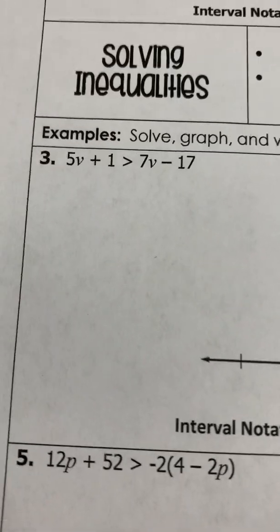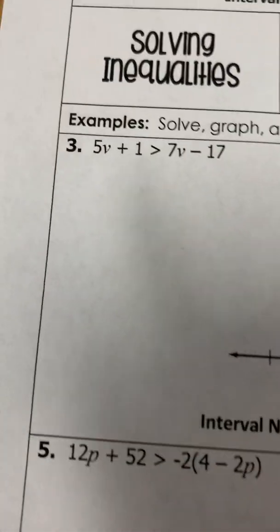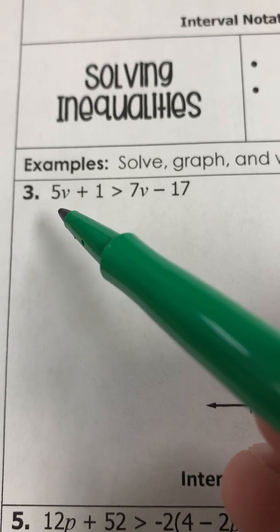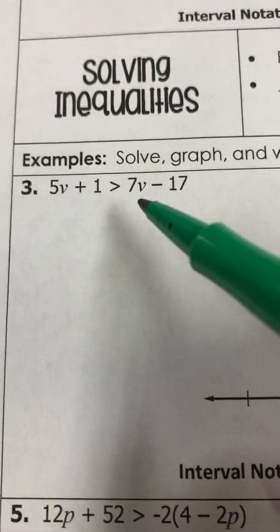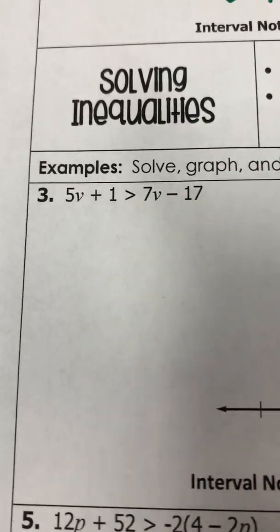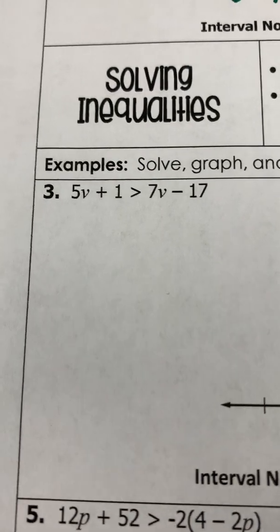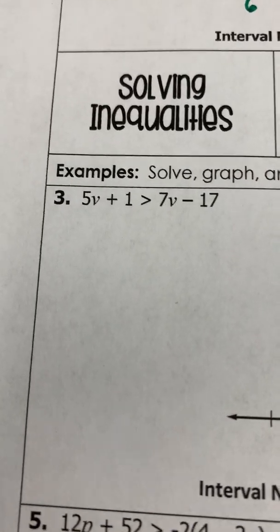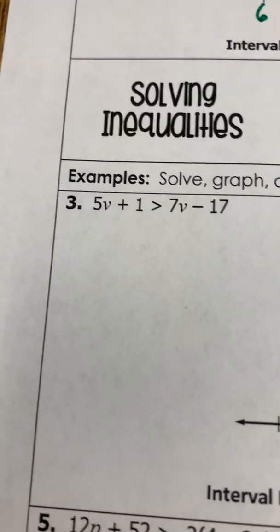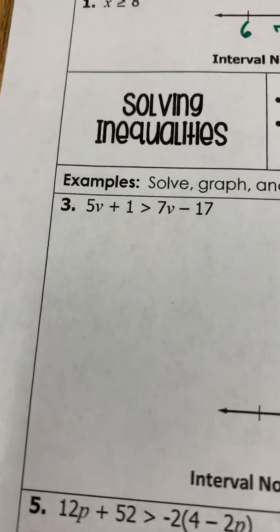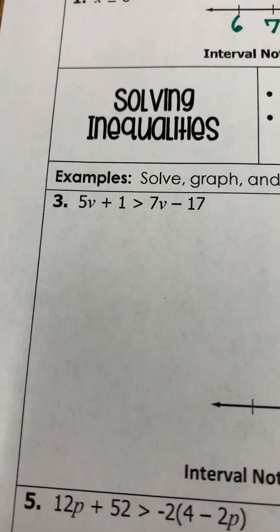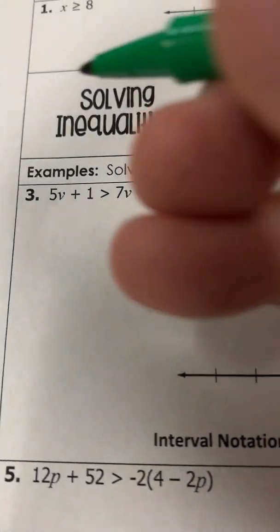Okay, with this one, let's go through this one. We have two terms with the variable v, so we're going to move them to the same side. Remember with equations, it doesn't matter which side you get them on as long as they're on the same. Usually we say which would be smaller, easiest to move. So probably 5.